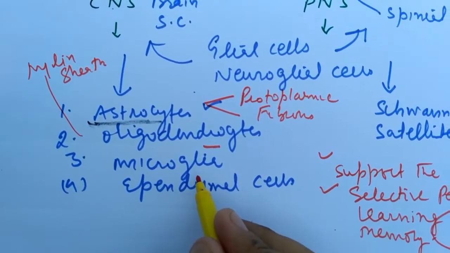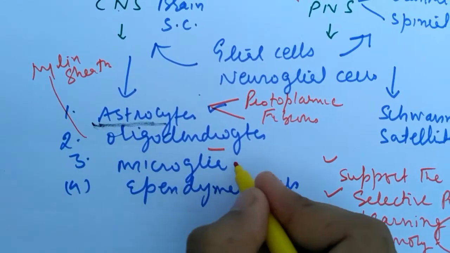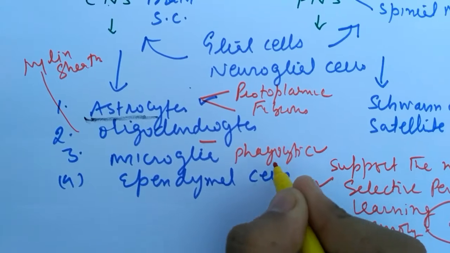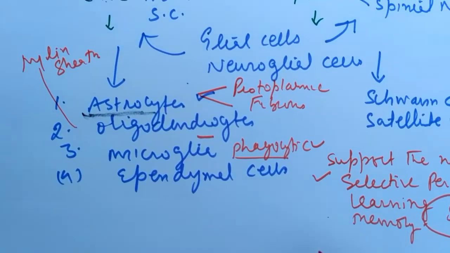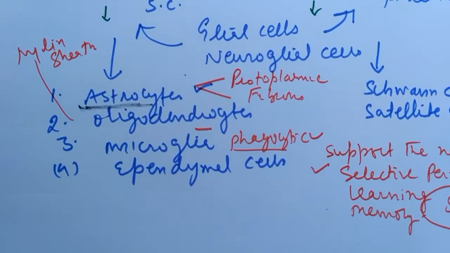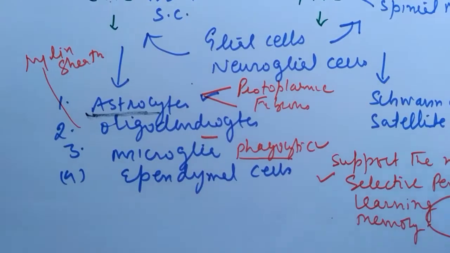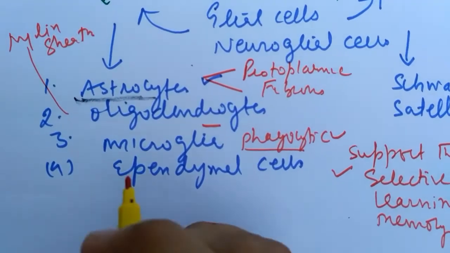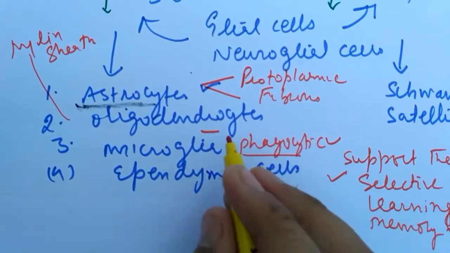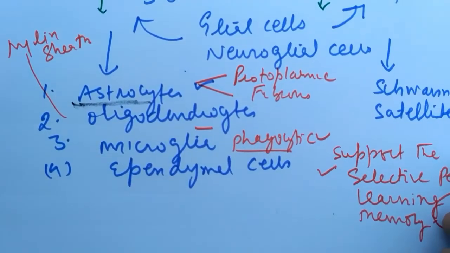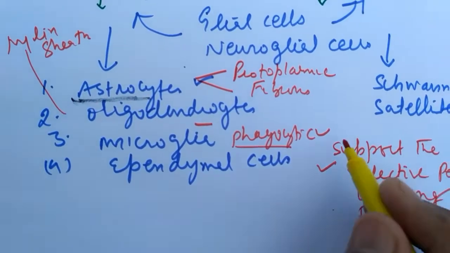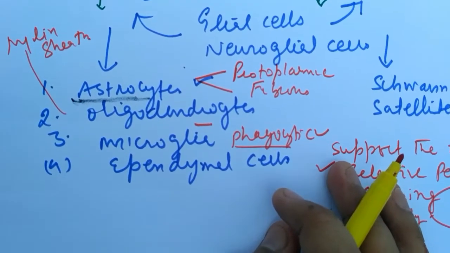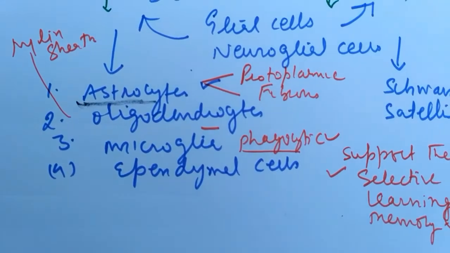Third is the microglia cell. They are phagocytic cells. Sometimes there is an infection in the nervous system, spinal cord and brain by microbes such as virus, bacteria and fungus. They eat the antigen or microbe and help prevent our brain from neural degeneration.